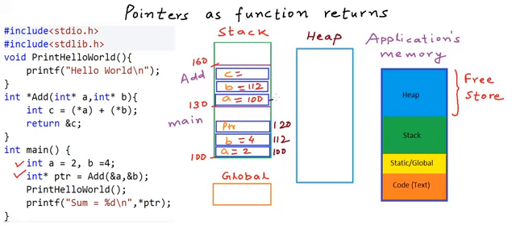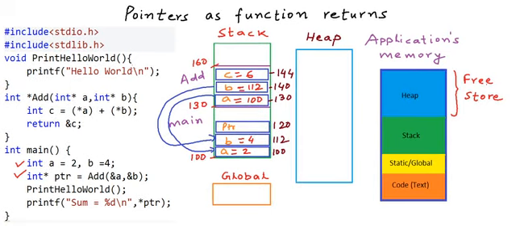Let's say their addresses are 130, 140 and 144. Once again, these are just random assumptions. Now c is calculated as asterisk a plus asterisk b. A is pointing to this location and b is pointing to this location. Asterisk a is the value at the address stored in a, and asterisk b is the value at the address stored in b. So this c will be 6 here. These two values will be added.